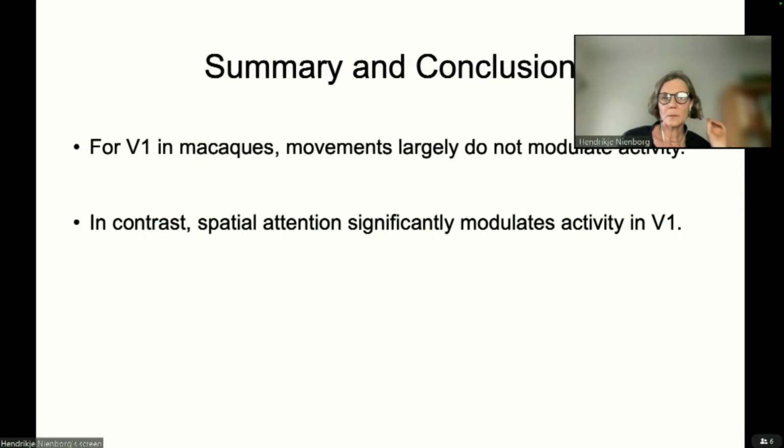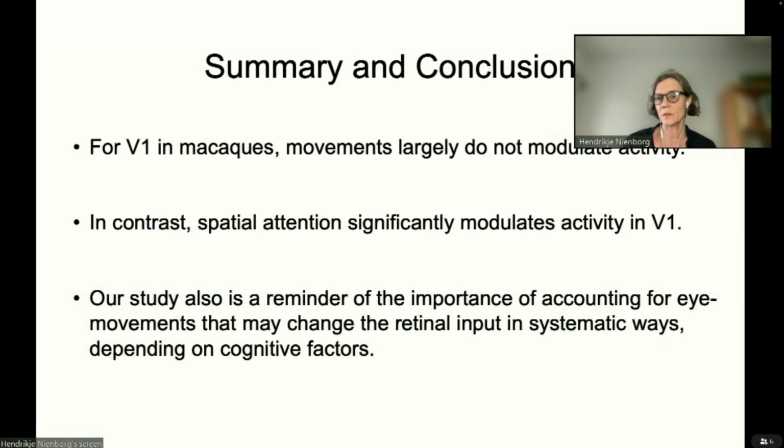And finally, something that may seem obvious, but I think is really relevant in this context of the gag, is that our study is also a reminder of the importance of accounting for these effects by eye movements, or maybe also body or gaze movements, that can change the retinal input in very systematic ways depending on the cognitive factors. They may thus mimic cognitive contributions to the V1 activity, but can actually be explained in the ways that we understand as just these feed-forward responses to the changed retinal input.